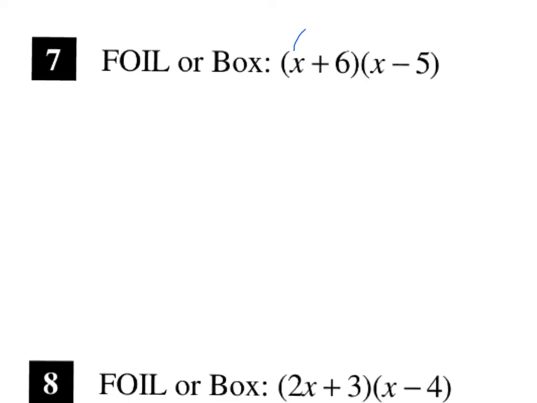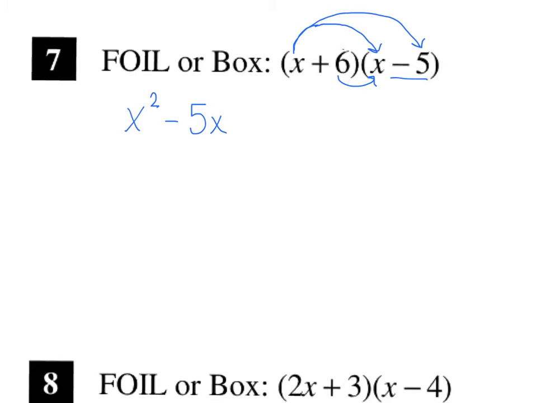I'll do number 7 by FOILing. So first we have to multiply the first items in the parentheses. So x times x is x squared. Now for the outside, x times negative 5 is negative 5x.